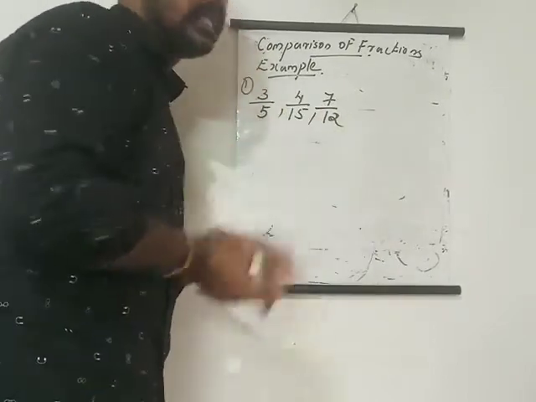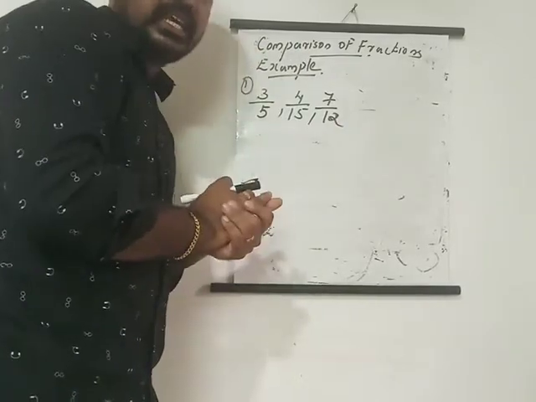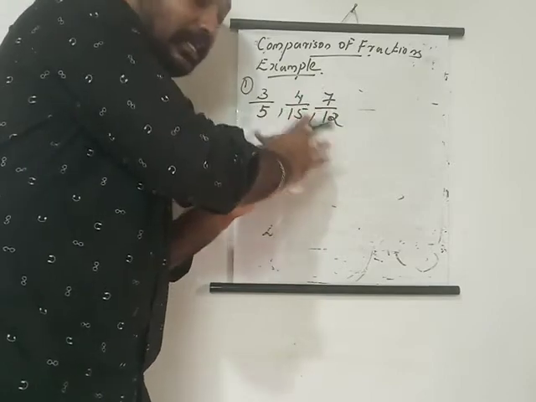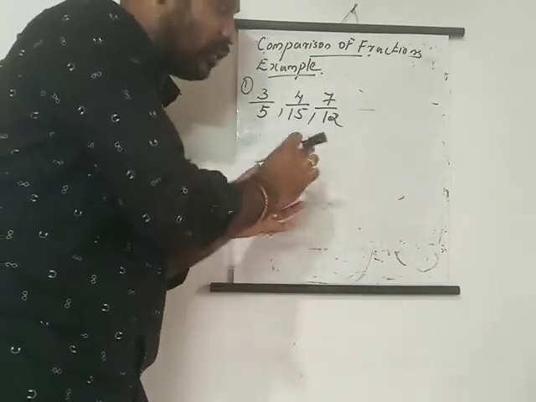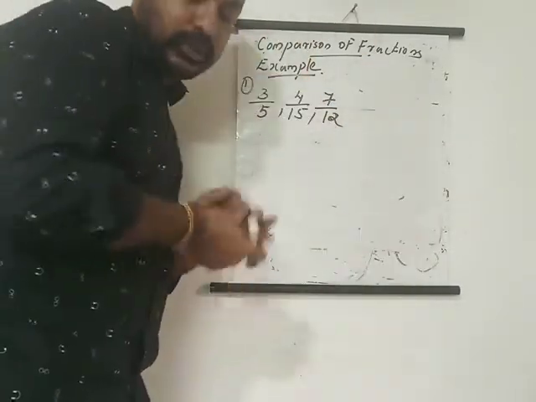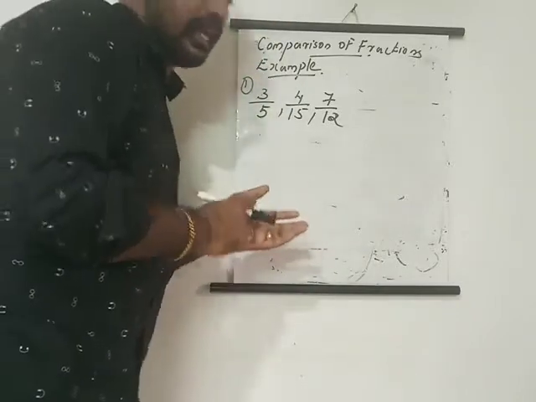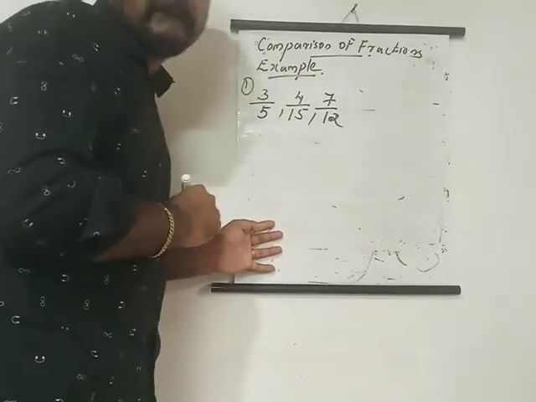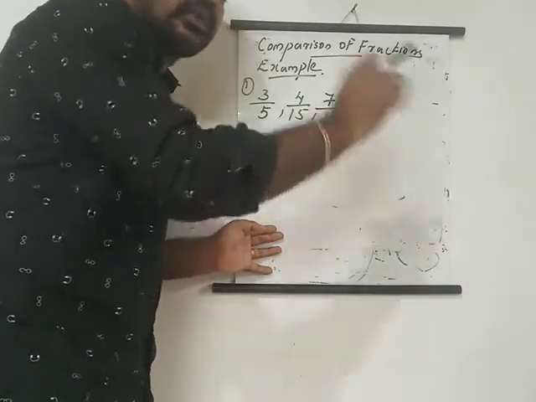To arrange these numbers in ascending order, we must know which one is small and which one is big, isn't it? So first we need to convert them into equivalent fractions to find out which one is small and which one is big. The method we are following here is to make all the denominators the same. Understand? Then only we can find out which one is small and which one is big.